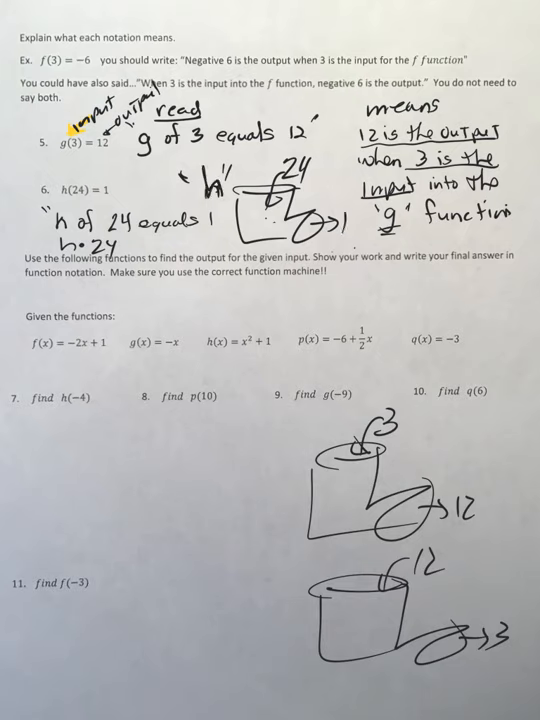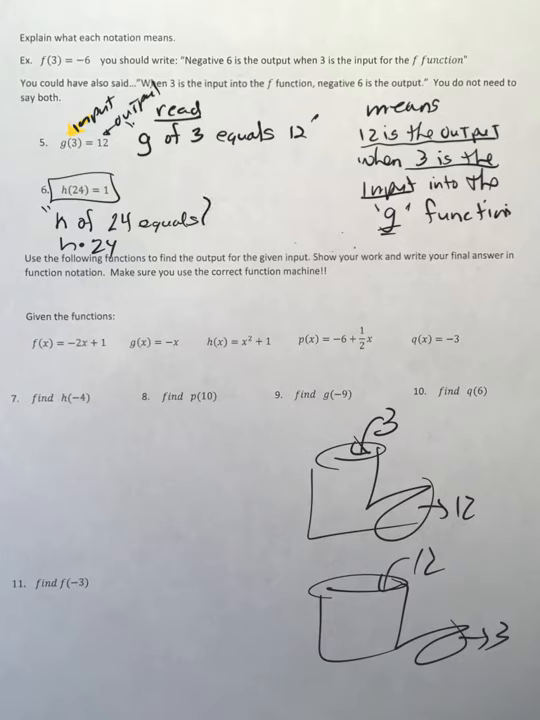We don't know what the rule of that machine is right now, but we do know that if you plug 24 into the H machine, you're going to get 1 out. That's what we know, and that's what that notation means. So can you just describe what it means and how to read it? So this is how you read it, and then what does it mean?